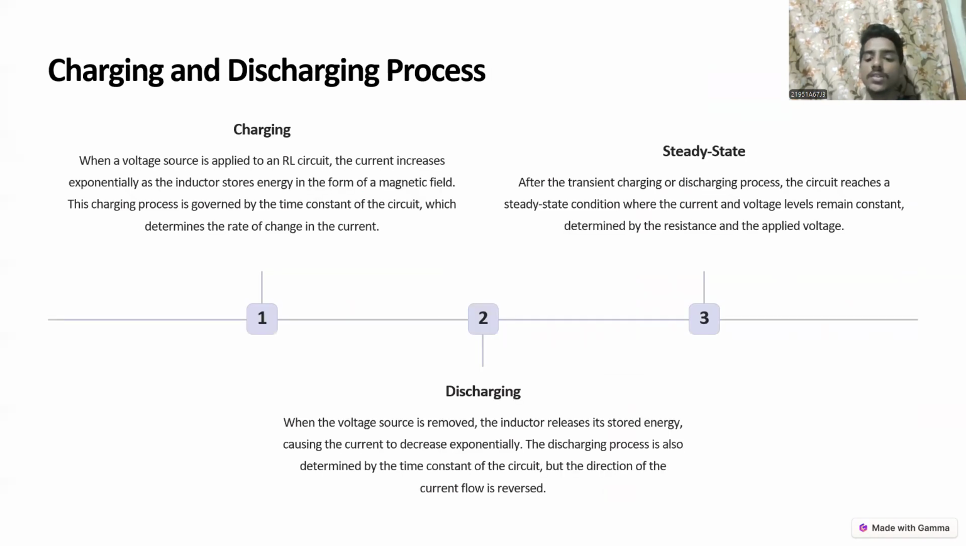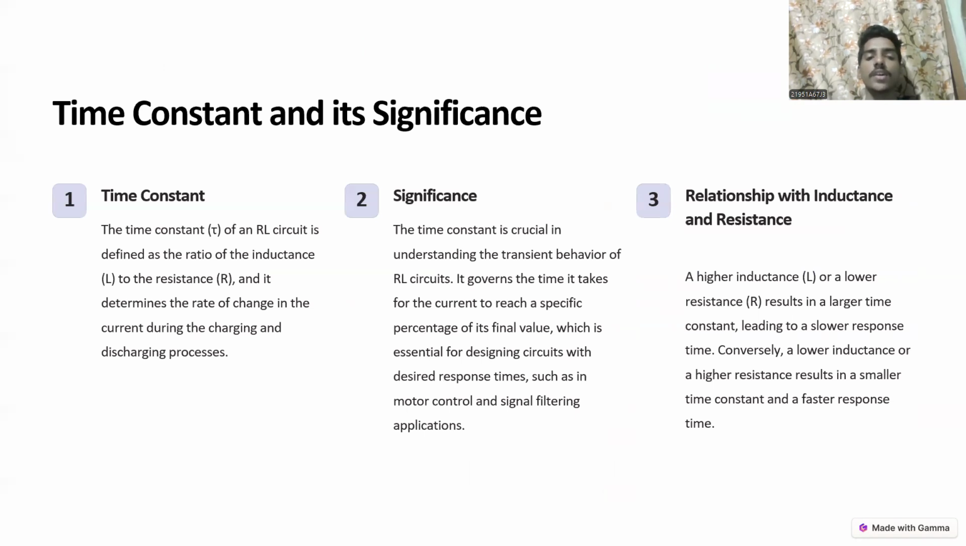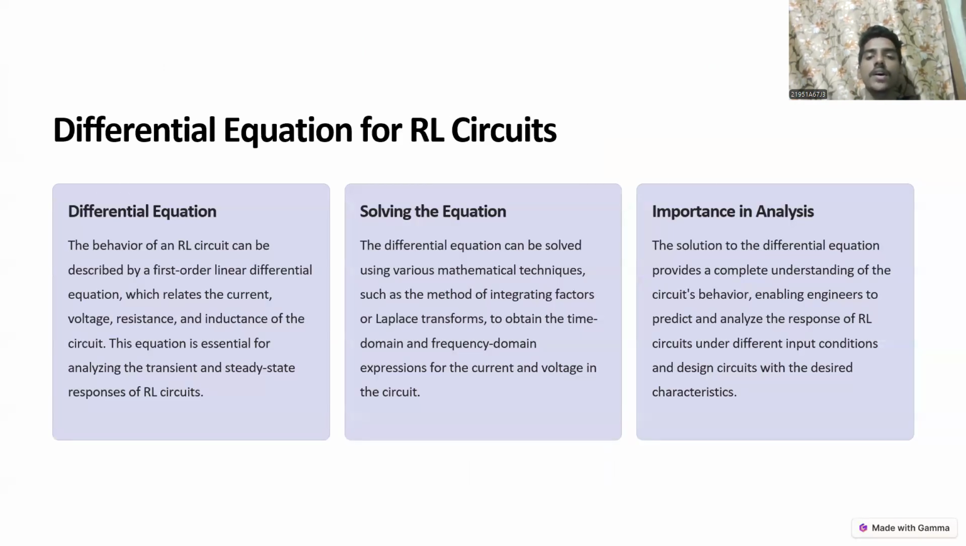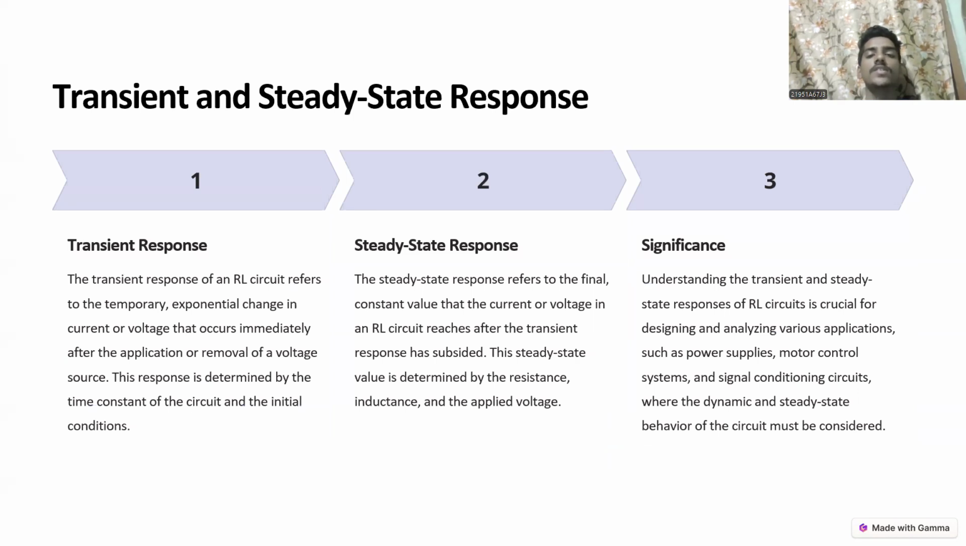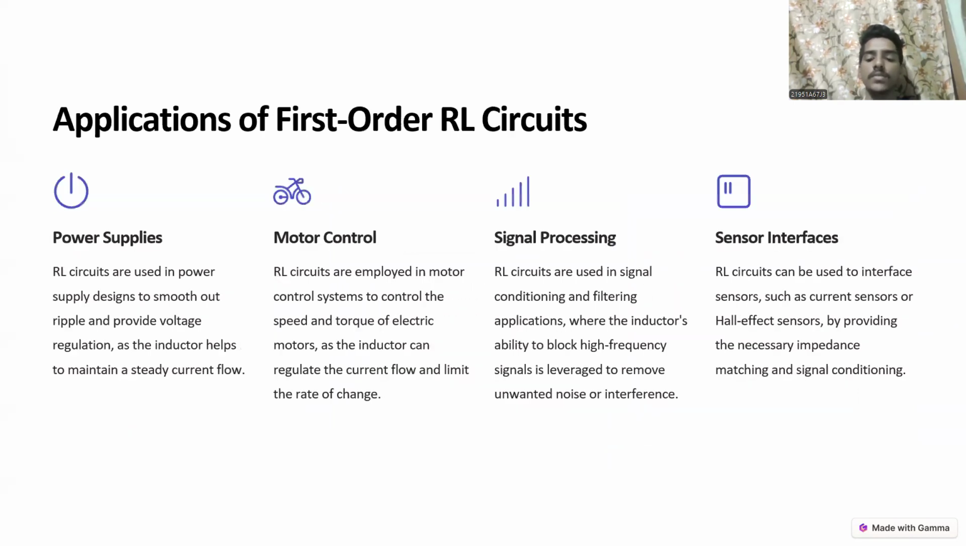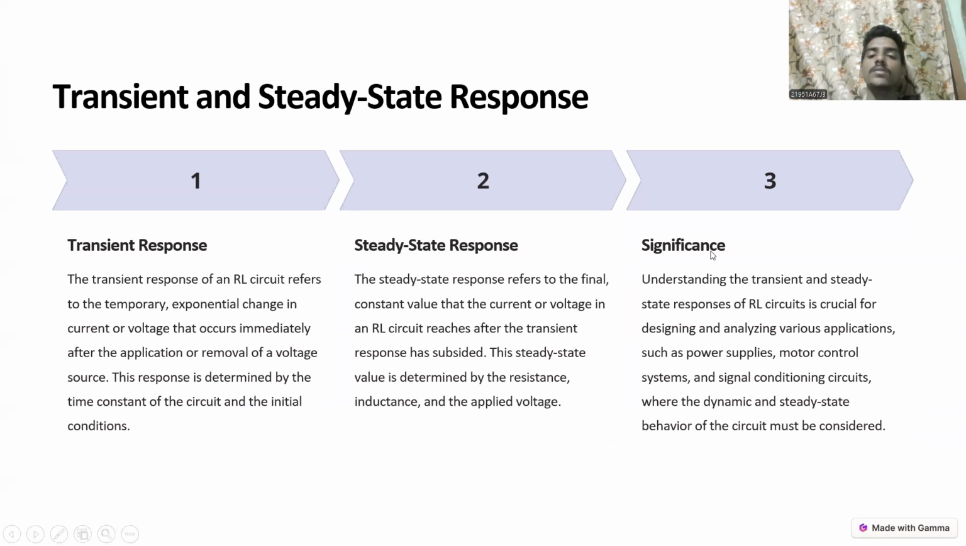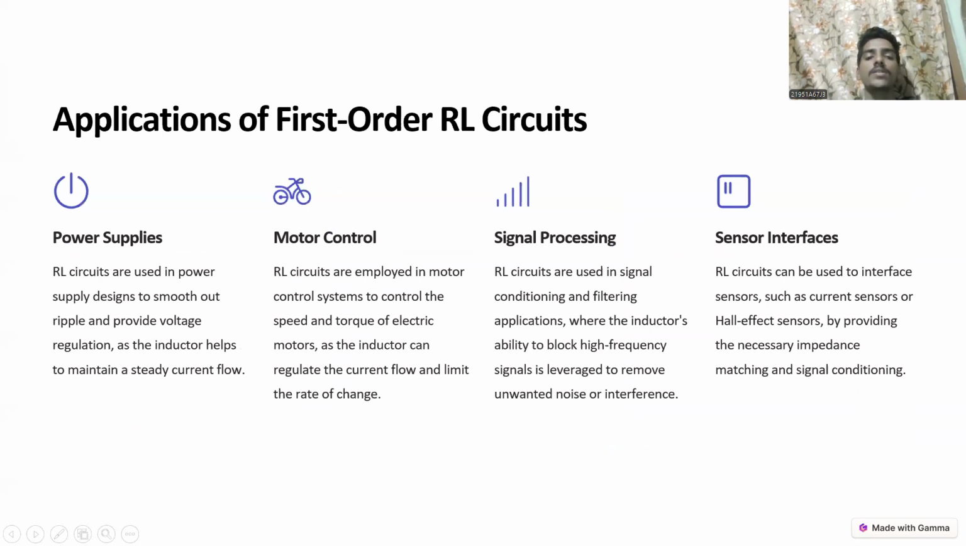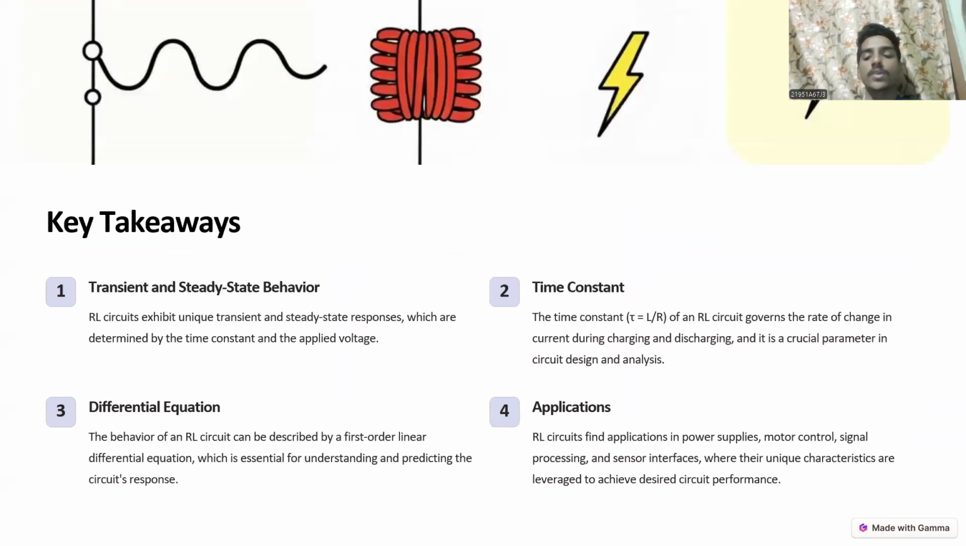Charging, steady state condition, discharging, time constant and its significance, differential equation for RL circuits and its importance in analysis, solving the equation, transient and steady state responses, and here we can even learn the significance of it. Applications of first order RL circuits are of four types: power supplies, motor control, signal processing, and sensor interfaces. Key takeaways are the points which I have read already.